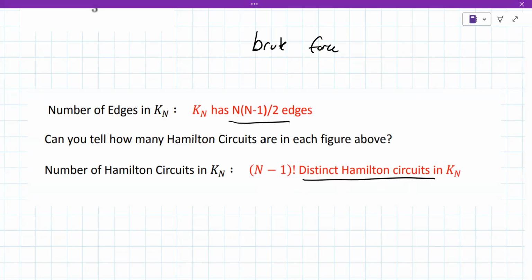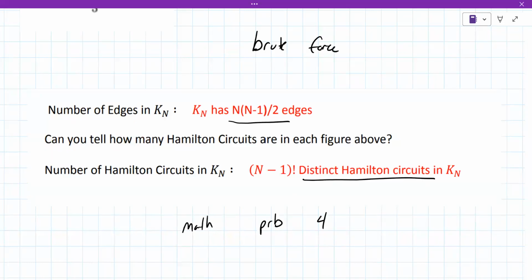Do you remember where factorial is on your calculator? Is it math and then probability and then number 4? Yes.